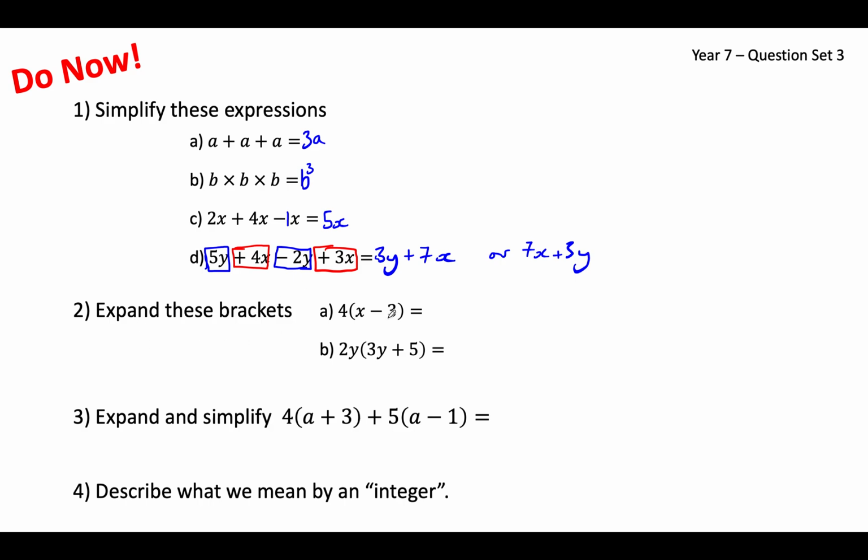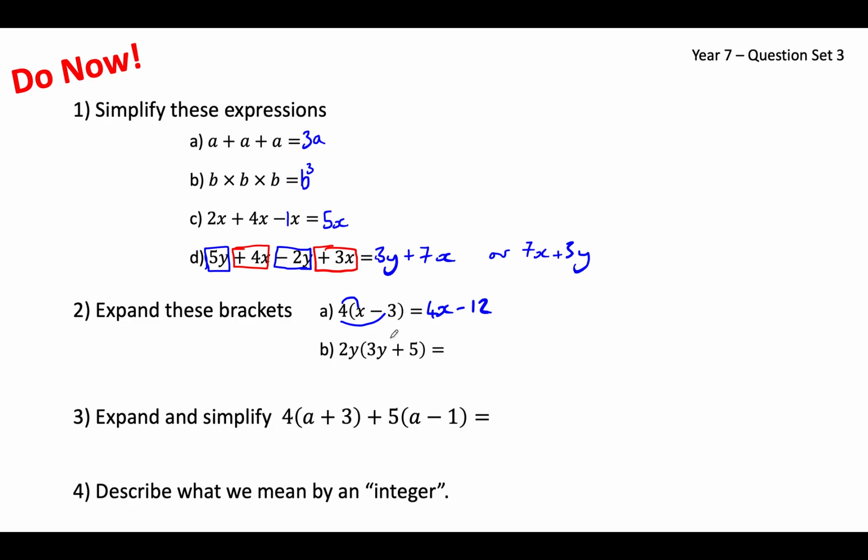Okay, expand these brackets. The number at the front, or the thing in front of the bracket, is really times by everything in the bracket. There's a little hidden times sign just tucked down there. So we times everything by the 4. Now 4 times x we write as 4x. And then 4 times negative 3. Well, 4 times 3 is 12. But it's 4 lots of negative 3, so it's negative 12. 4x, take away 12.